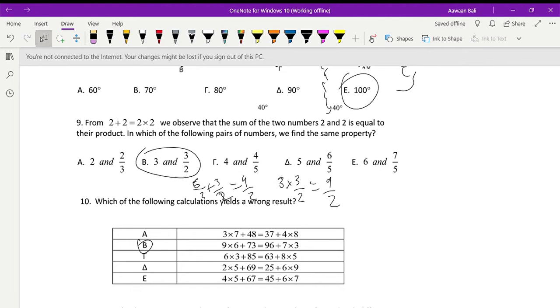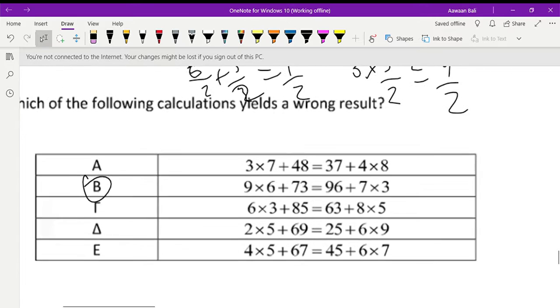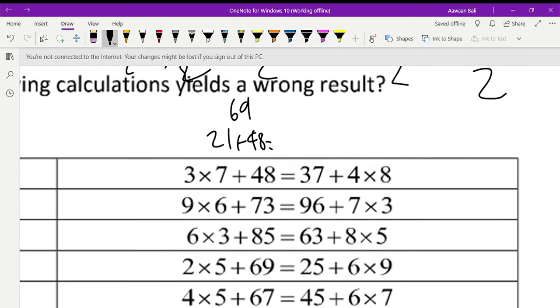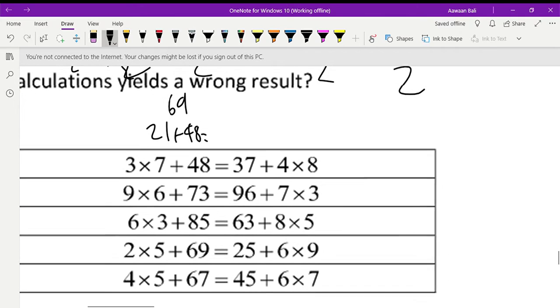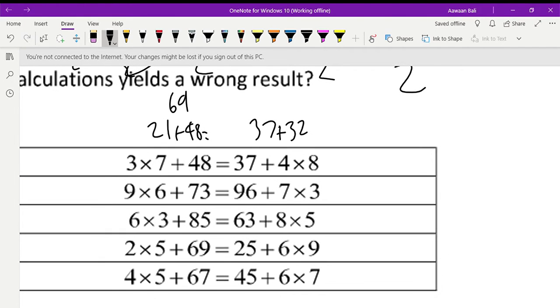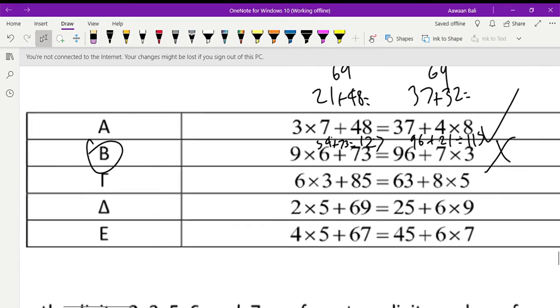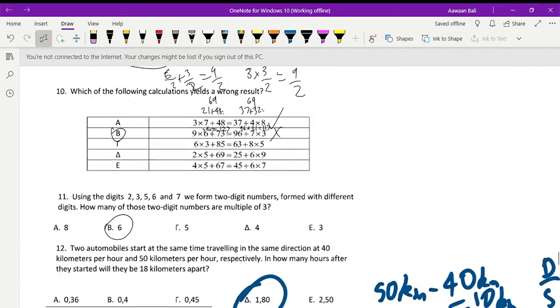Which of the following calculations yields a wrong result? Let's look at alpha first. So 3 times 7 is 21. 21 plus 48 is 69. Now 37 plus 32, that's also 69. So this is correct. But here, 9 times 6 is 54 plus 73. That would be 127. However, 96 plus 21, if you got 6 and the 1, 7, 9 plus 2 is 11. That's wrong, because 127 is definitely not equal to 117. Therefore, the answer is beta.